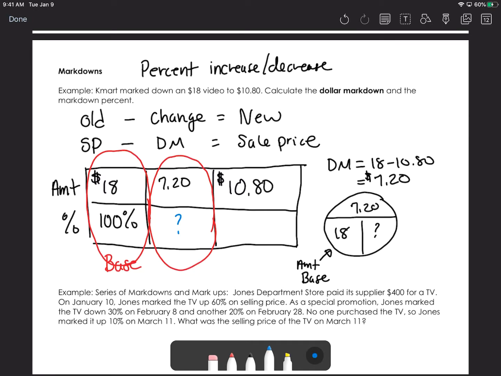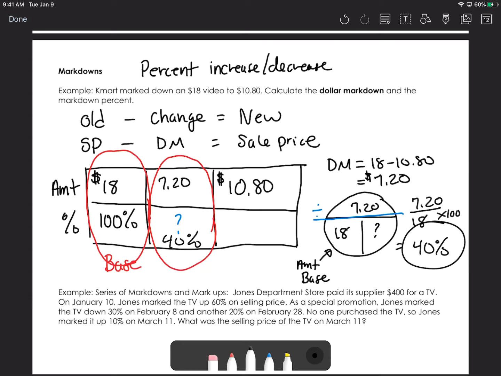So since we're separating the two values that we know is the division line, I'm just going to take $7.20 and divide by 18. Now because this is a percent, I have to remember to multiply by 100 to put it in percent form. So when I take $7.20 and divide by 18 and then multiply it by 100 to put it in percent form, I'm going to get 40%.